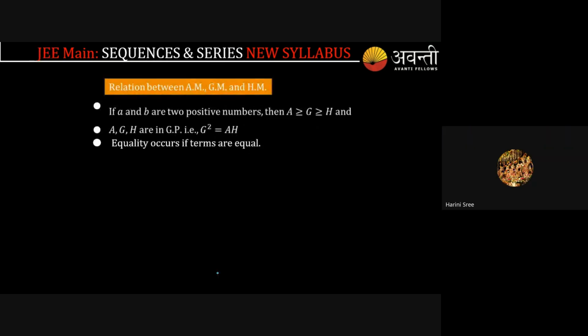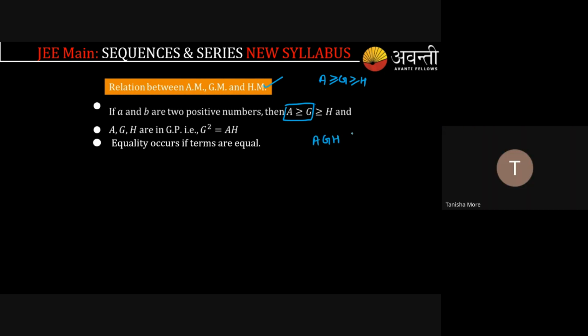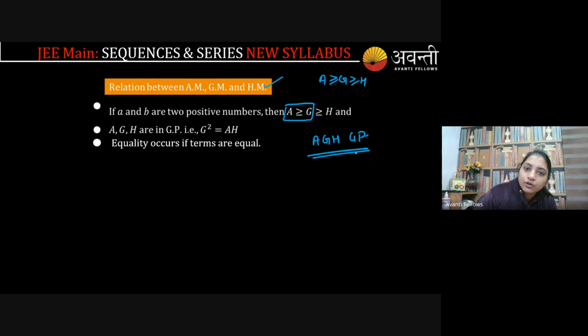Yes, ma'am. Now already known to you that A is greater than G. Arithmetic mean is greater than GM, right? Now whichever HM will be there, it will have a must inclusion that A is greater than G, G is greater than H. Clear? Yes, ma'am. So if A, G, H are in GP, it means G square must be equals to A into H, right?